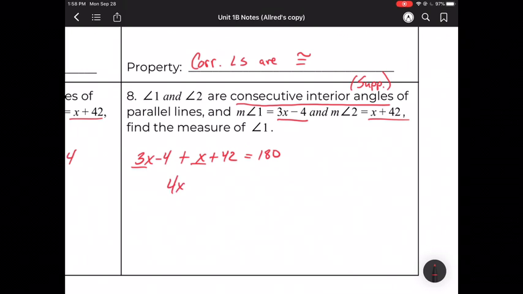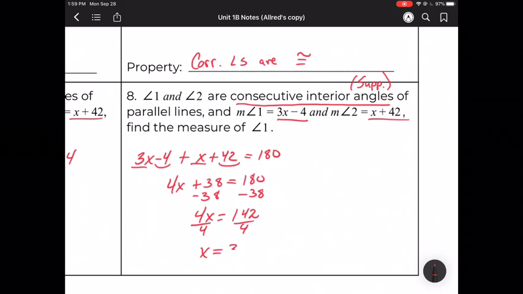3x plus x is 4x. And combine these like terms, negative 4 plus 42, which would be plus 38. Then I can subtract 38 from both sides. 180 minus 38 is 142. And then we can divide by 4. When I do 142 divided by 4, I get 35.5.